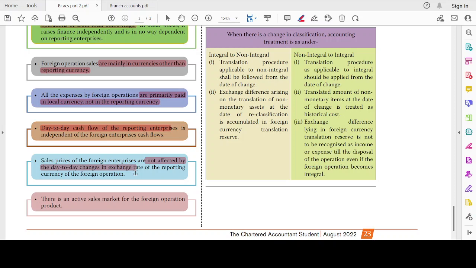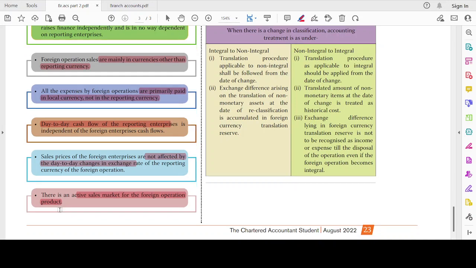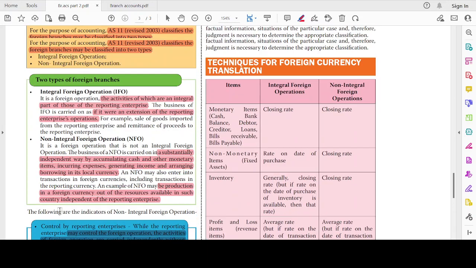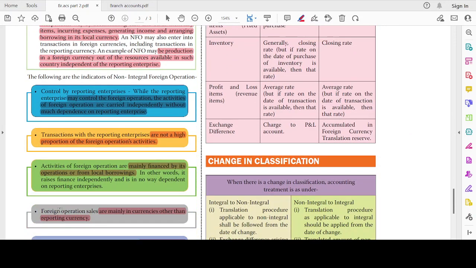That should not happen. There's an active sales market for the foreign operation product. Active sales means the operation should not be closed down. It should be that daily at least one or two customers are coming and buying the product. These are the conditions, these are indicators. Let's repeat it again.